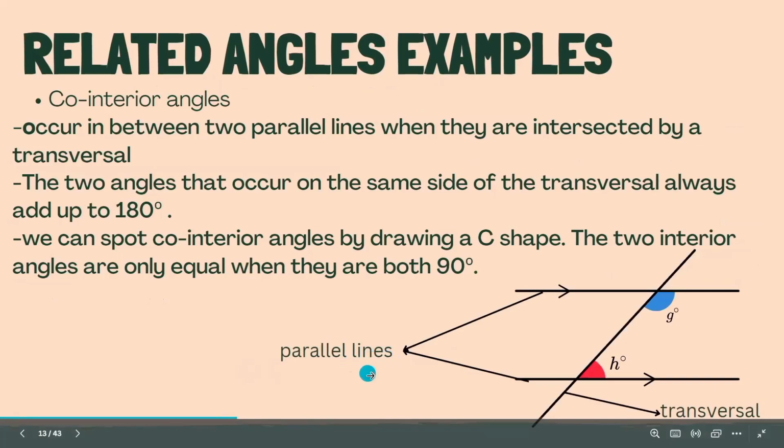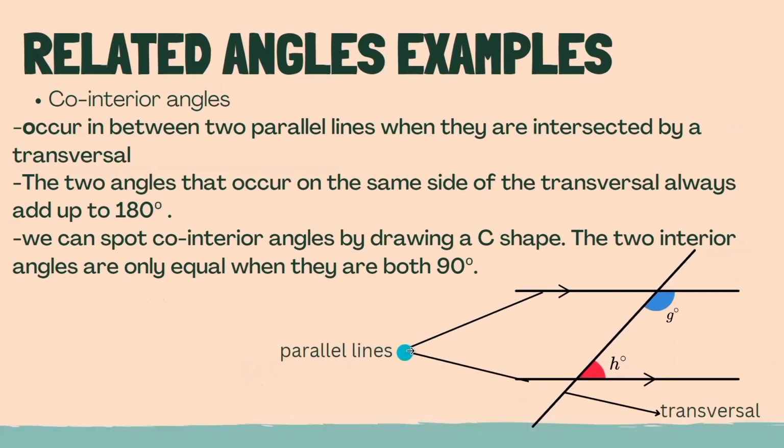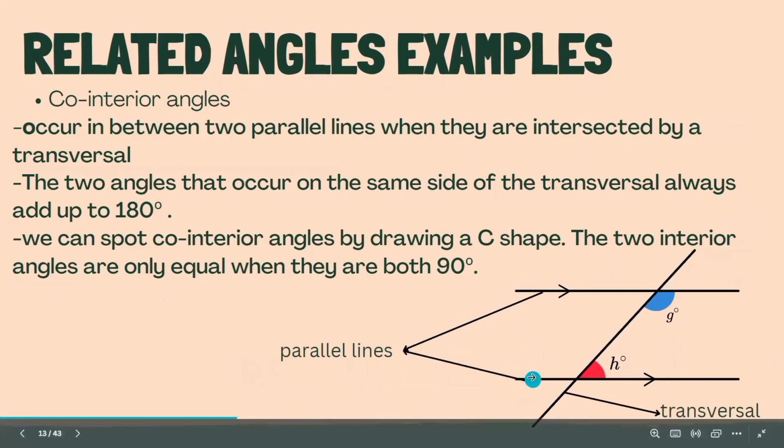The examples of related angles are co-interior angles, which occur in between two parallel lines when they are intersected by a transversal. The two angles that occur on the same side of the transversal always add up to 180 degrees. You can spot co-interior angles by drawing a C shape. The two interior angles are only equal when they are both 90 degrees.